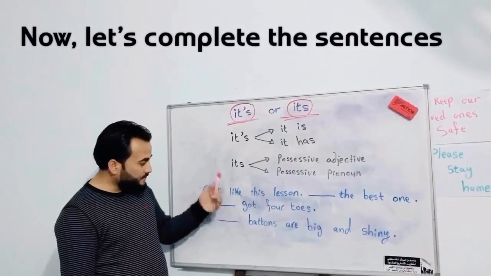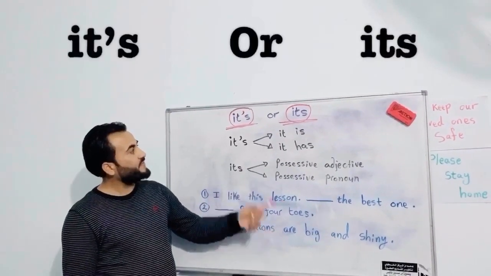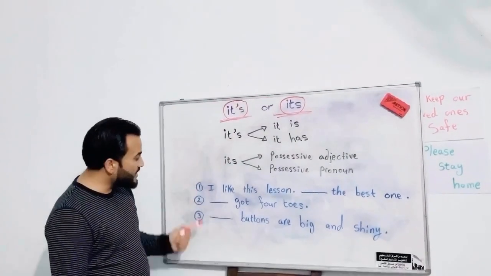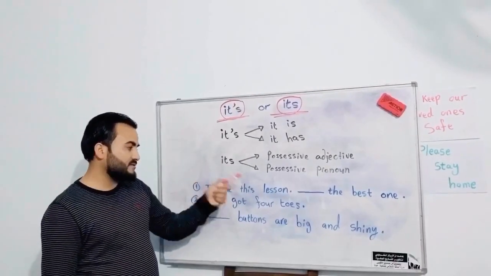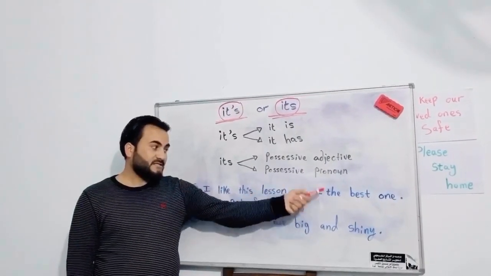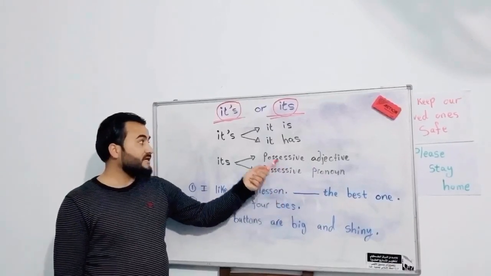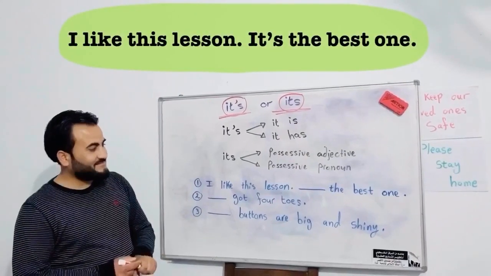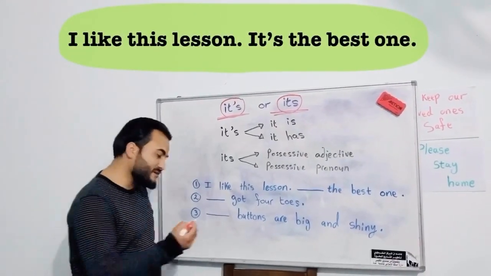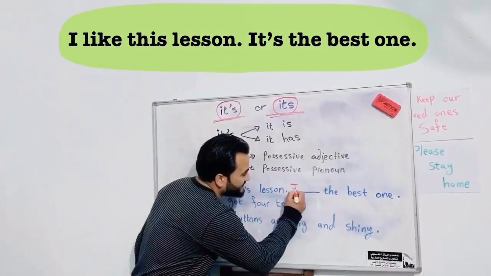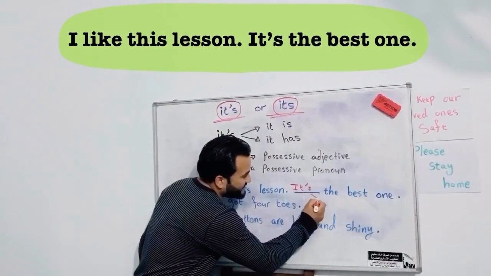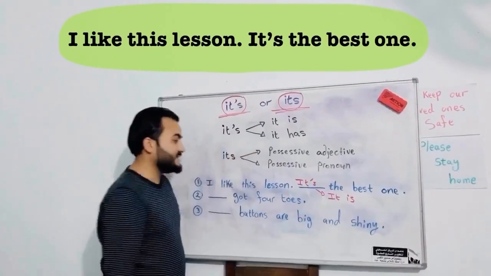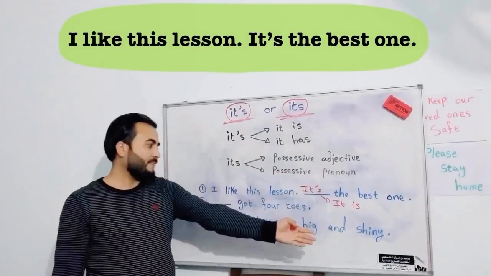Let's complete them with it's or its. The first one: I like this lesson. It's the best one. What do you think here? It's or its? It's the best one. With apostrophe, it is the best one. Very nice. So here the answer is it's. Yes, it is. It's the best one.